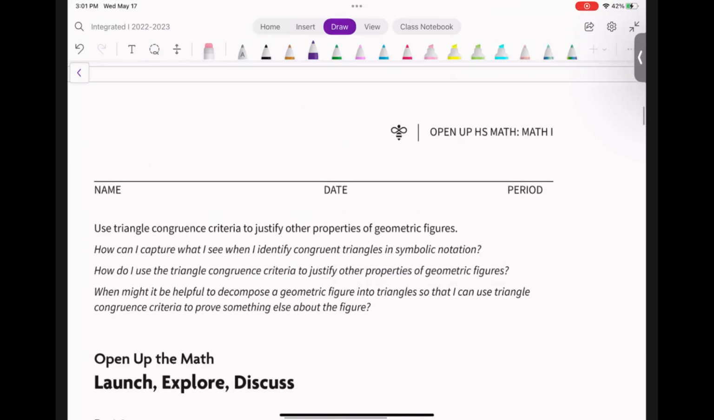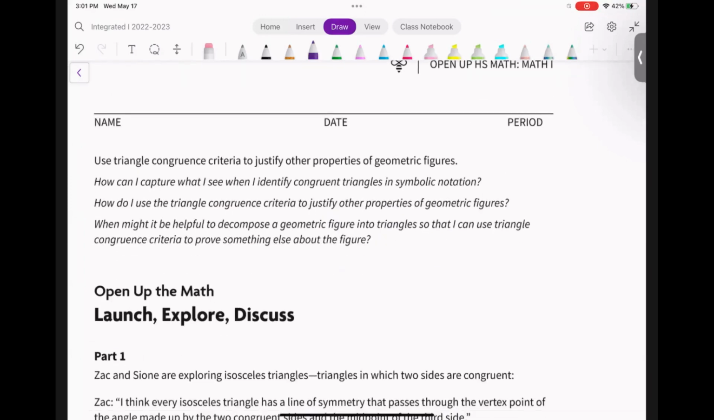It says, we'll also be able to use triangle congruence to justify other properties of geometric figures. How can I capture what I see when I identify congruent triangles in symbolic notation? How do I use the triangle congruence criteria to justify other properties of geometric figures? And when might it be helpful to decompose a geometric figure into triangles so that I can use triangle congruence criteria to prove something else about the figure?